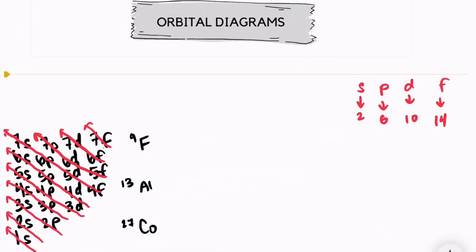Welcome back. In this video, I'm going to walk you through practicing writing out orbital diagrams. I do have the Aufbau diagram here as a reference to look at the order of the energy levels, as well as the number of electrons that can fit in each sublevel in case you forgot those things.